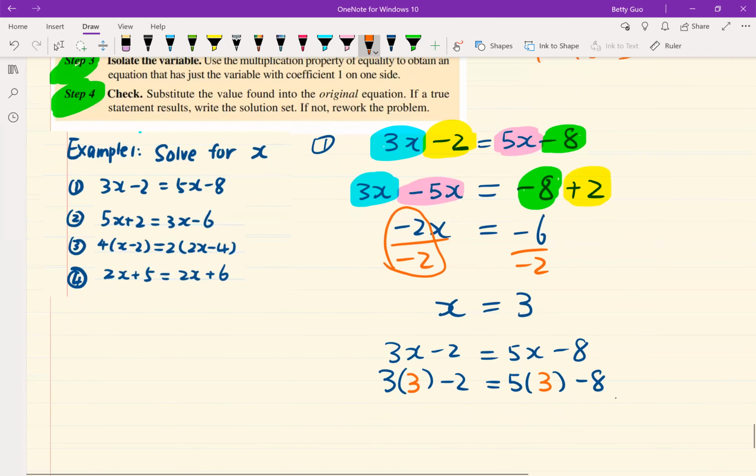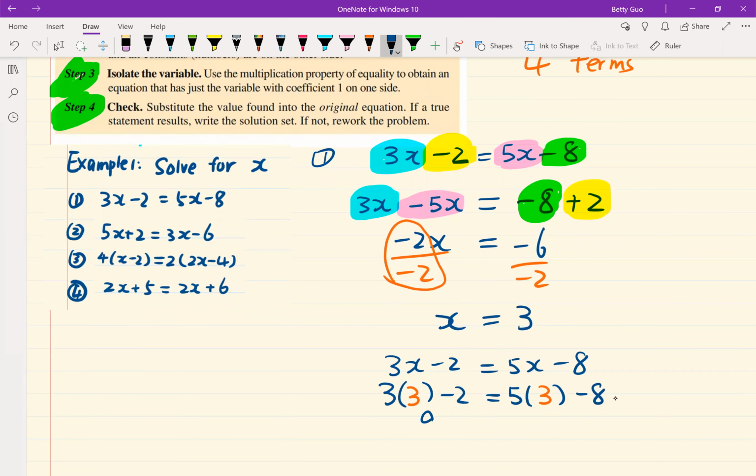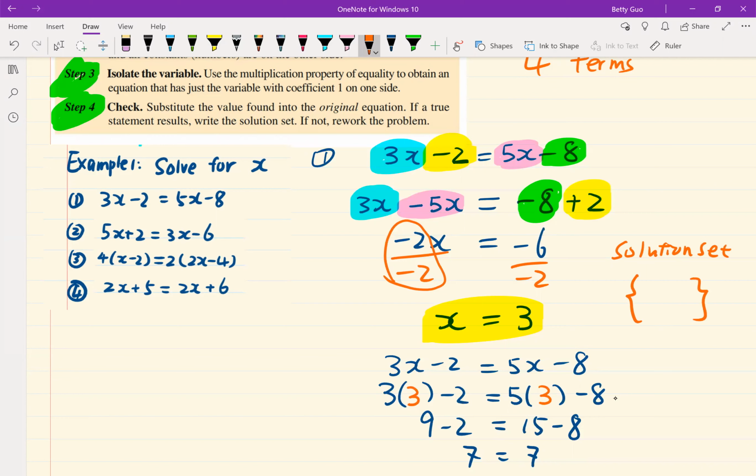So let's see. 3 times 3, 9, minus 2. 3 times 5, 15, minus 8. 9 minus 2, 7. 15 minus 8, 7. We got a true statement. So we are certain x equals 3 is a solution of the original equation. The solution set is a set containing one element, 3. That is the solution set.